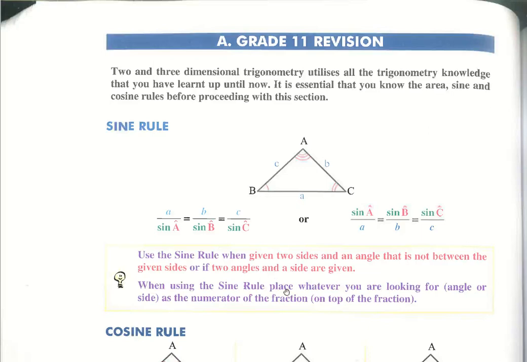And when using the sine rule, place whatever you're looking for, angle or side, as the numerator on the fraction on top. So if I had to tell you that I have given you C and I have given you B, and I want you to find out what angle B is, you are then going to put sine B on top first, over the B, which is equal to sine C over C. I haven't given you anything of A. Always put your unknown at the top.